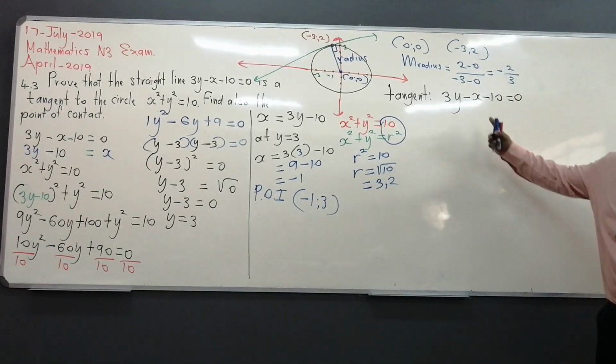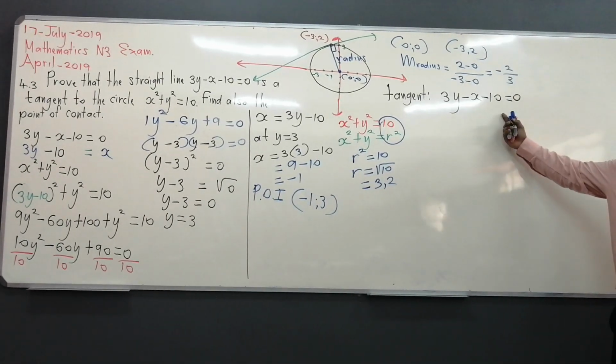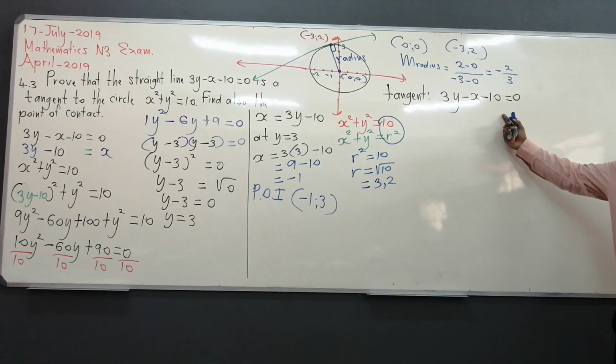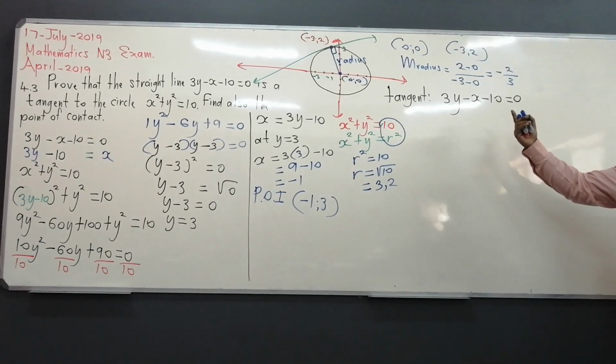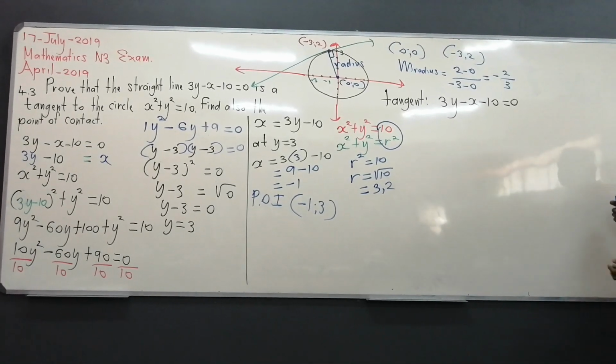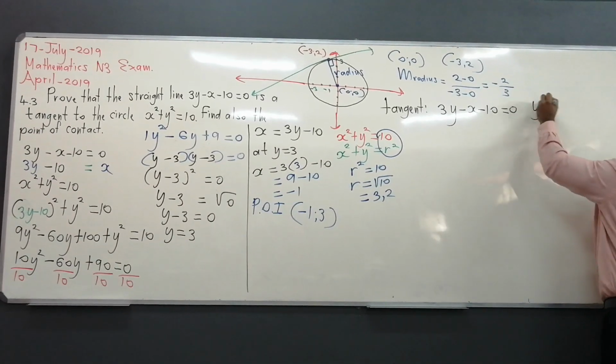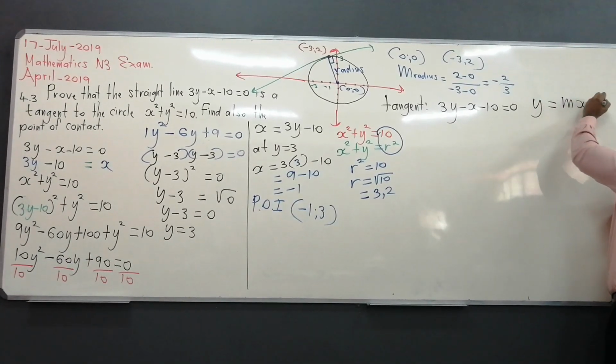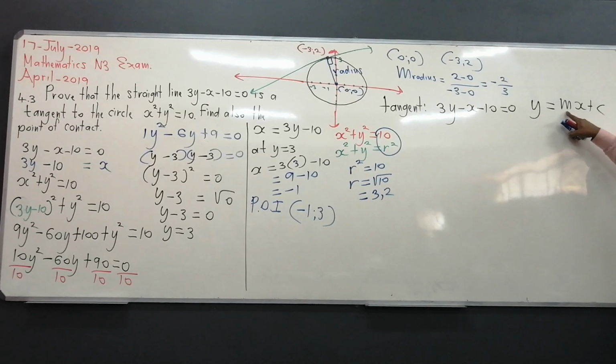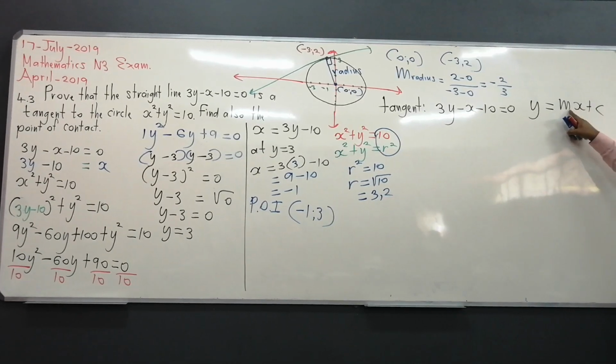Okay. So how do I work out the gradient from here? What do I do? All I have to do is write it in standard form: y is equal to mx plus c. m is the coefficient of x, m is the gradient.